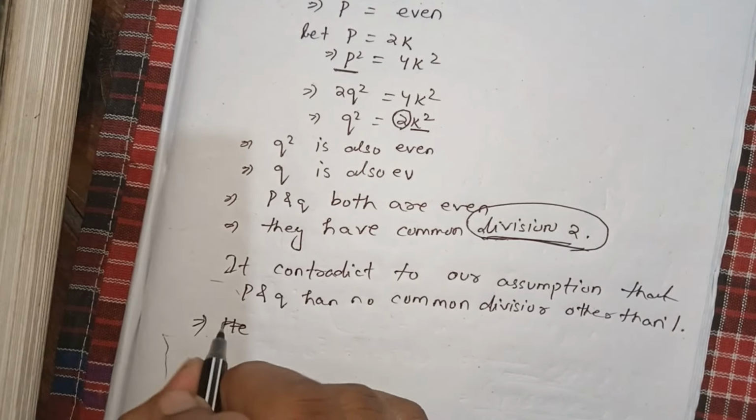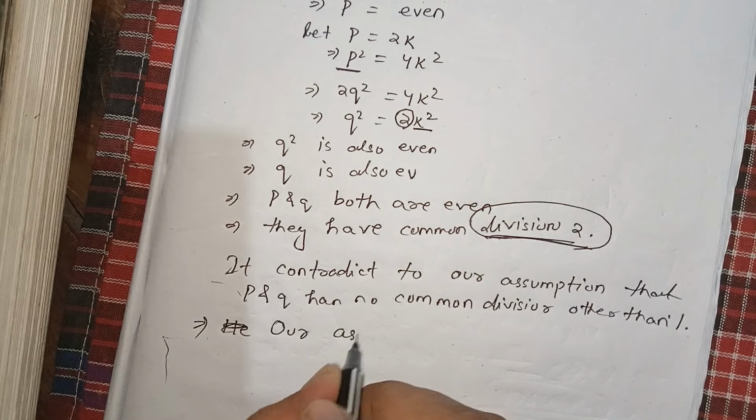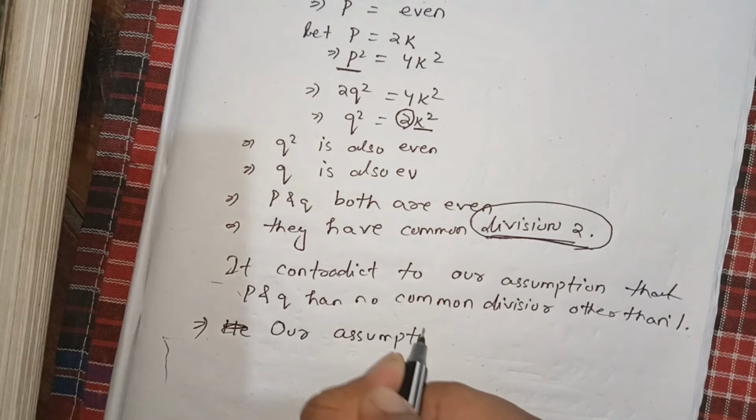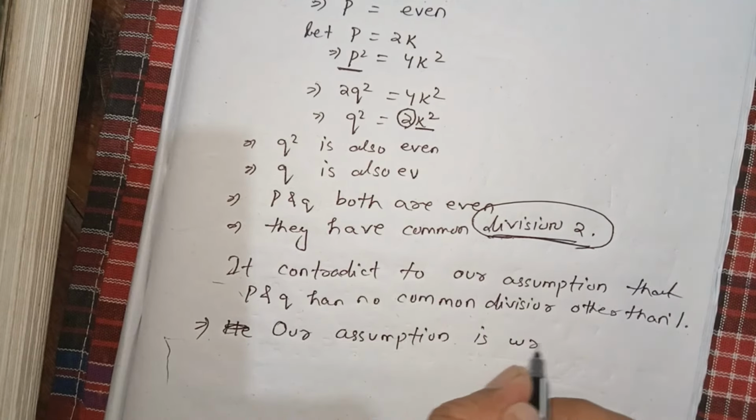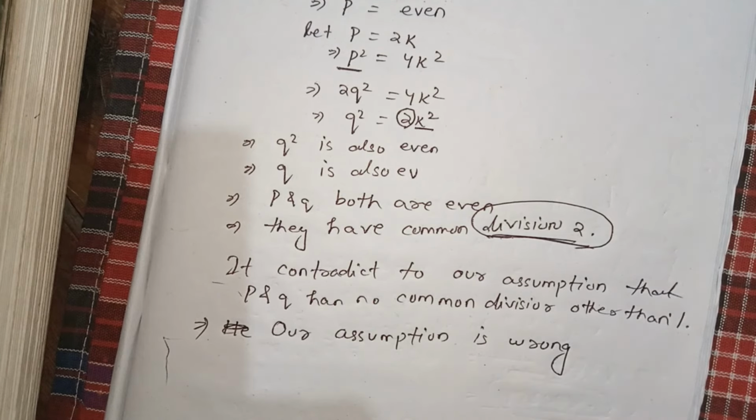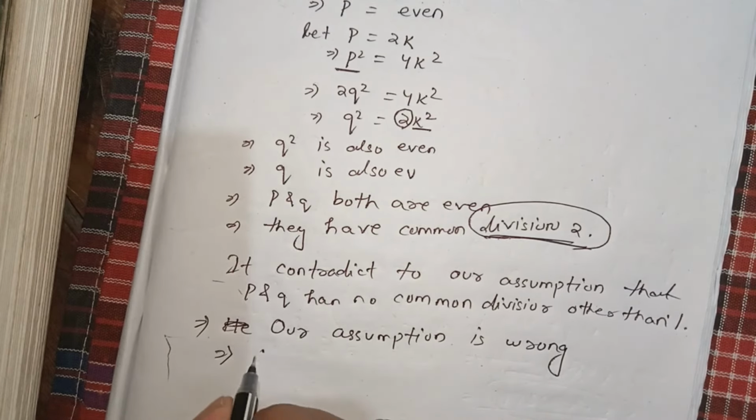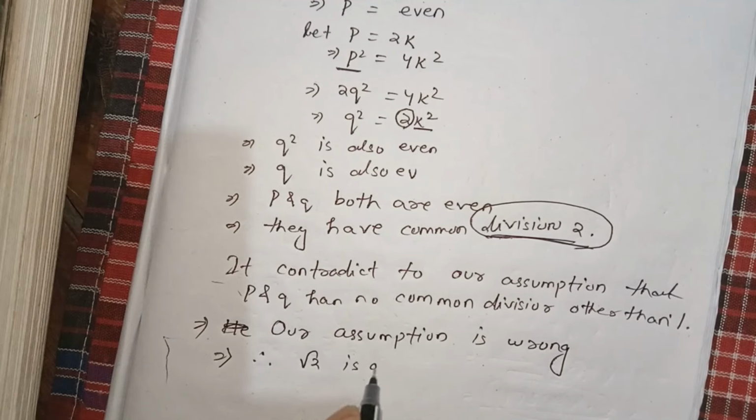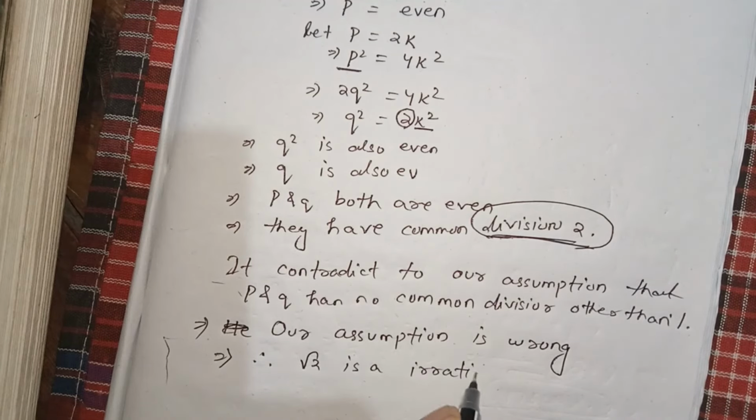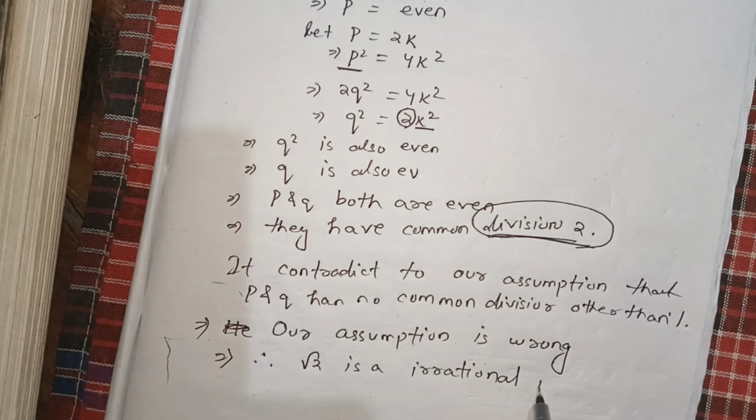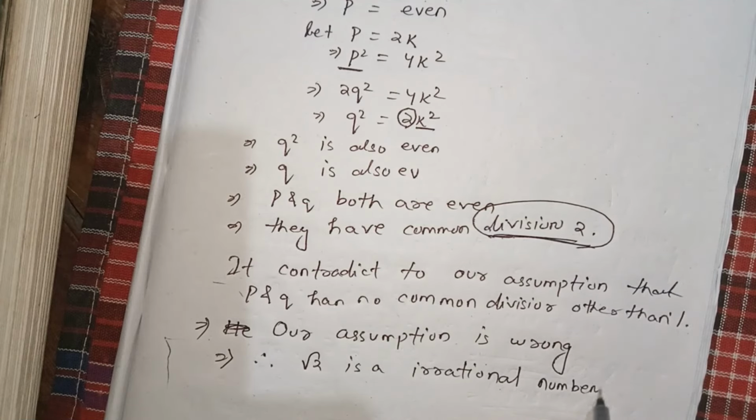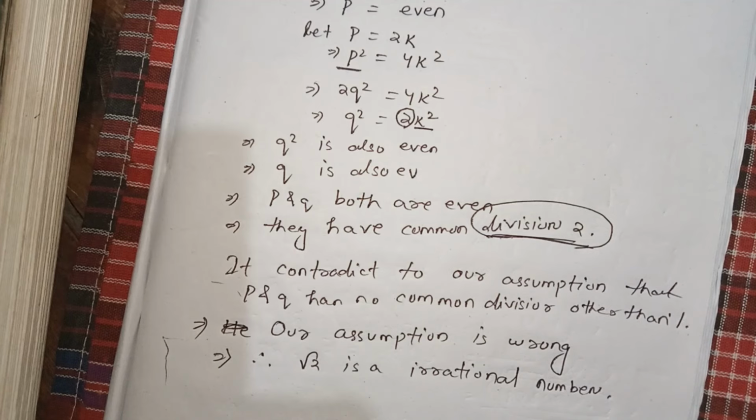So this implies that our assumption that root 2 is a rational number is wrong, and therefore root 2 is an irrational number. So this is the proof that root 2 is an irrational number by the method of contradiction. In the method of contradiction, first we assume the reverse, meaning the opposite of the statement.